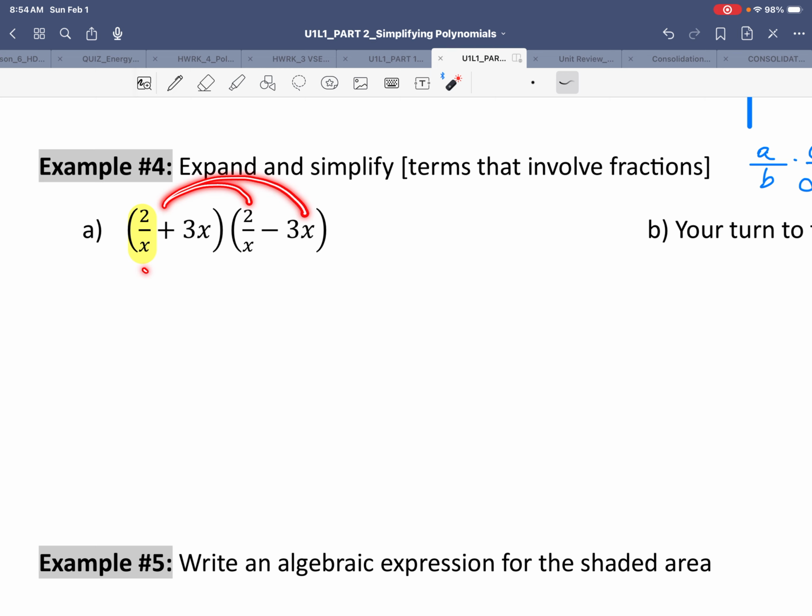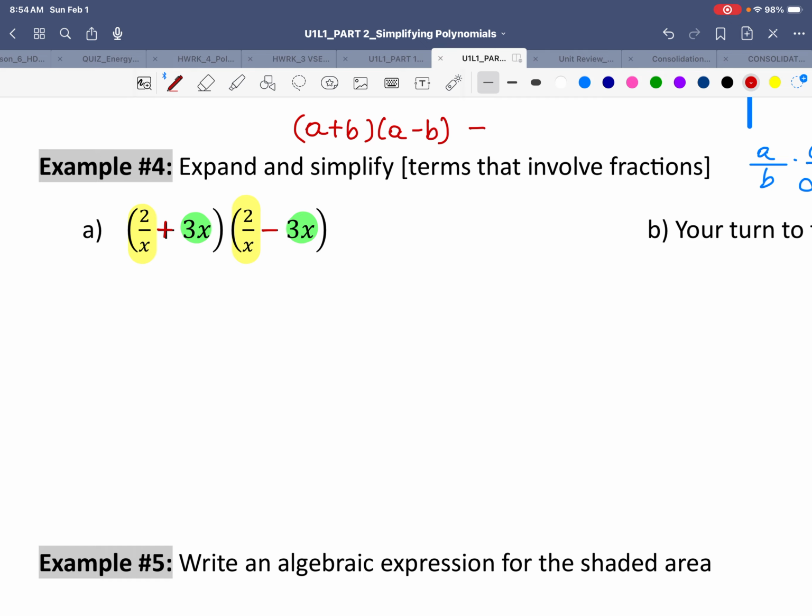Now, if you notice here, there is a pattern as a matter of fact. So we're going to try to do this in two different ways. So you see that we have 2 over x plus 3x and 2 over x minus 3x. And if you remember from grade 10, it means that we have the product a plus b, a minus b, that results in a squared minus b squared. And we call this the difference of squares because we're getting as an answer the difference of 2 squared terms.